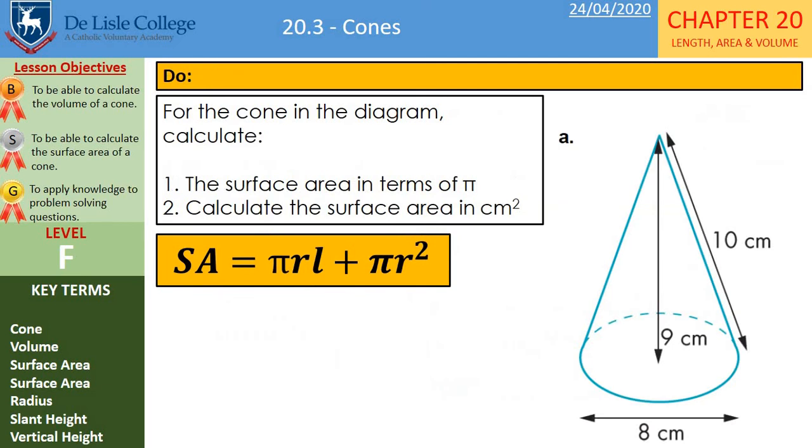Brilliant. I would now like you to have a go at this example as well, and please use your calculator, put the substituted values into the formula, answer in terms of pi, and then the full surface area. Please pause the video as you do this.